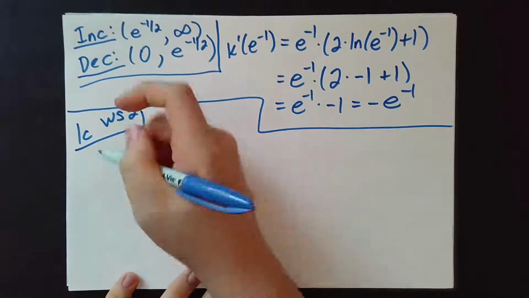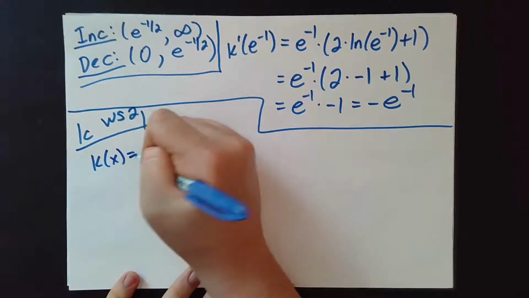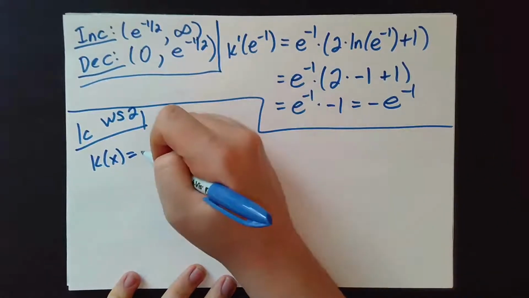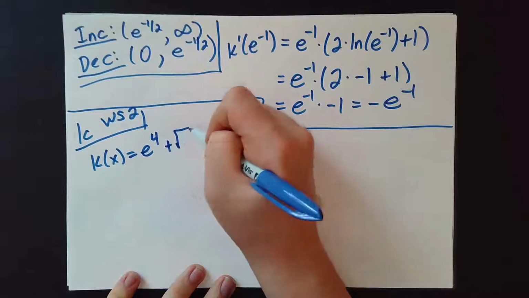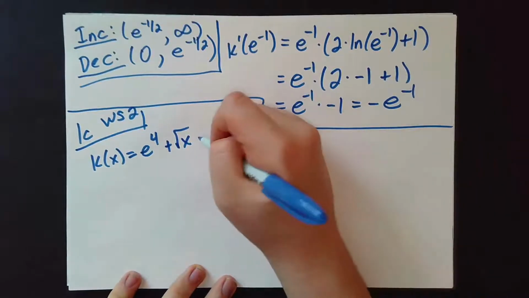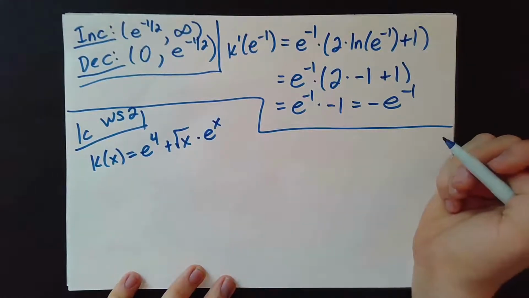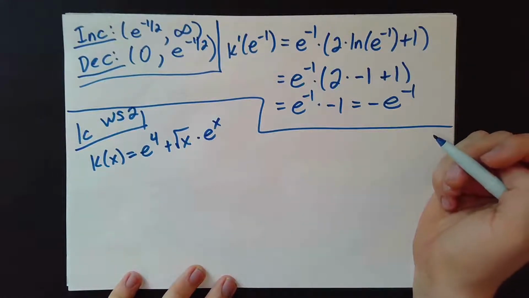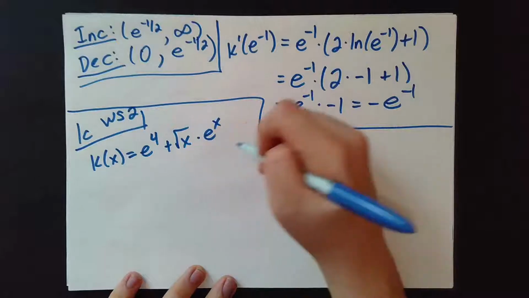So here we have k of x is equal to e to the 4th plus the square root of x times e to the x. Okay, we want the equation of the tangent line at 4, 3 e to the 4th.